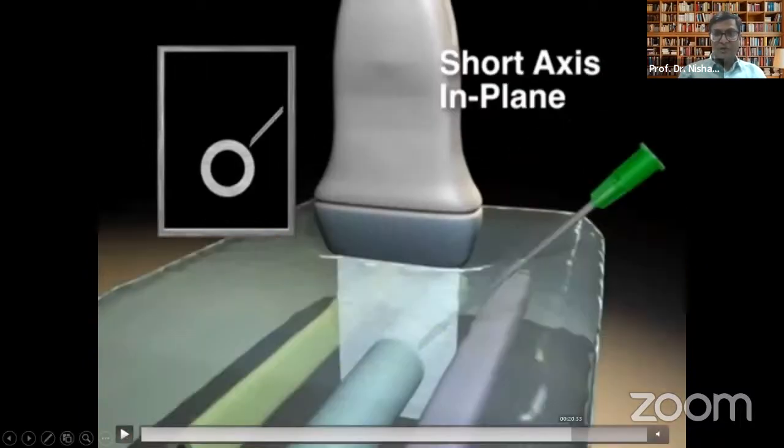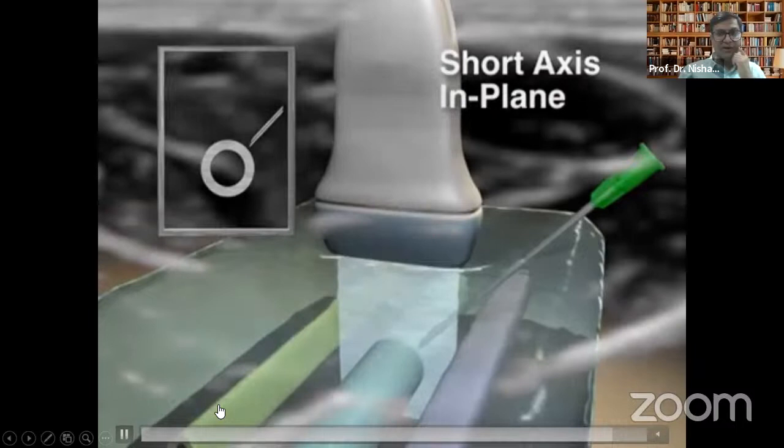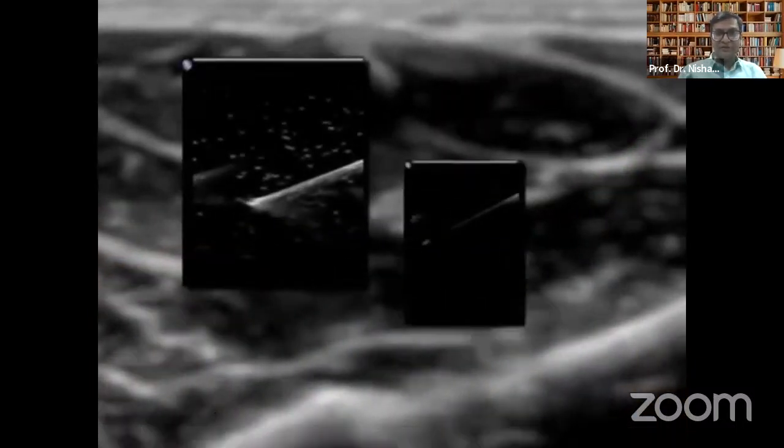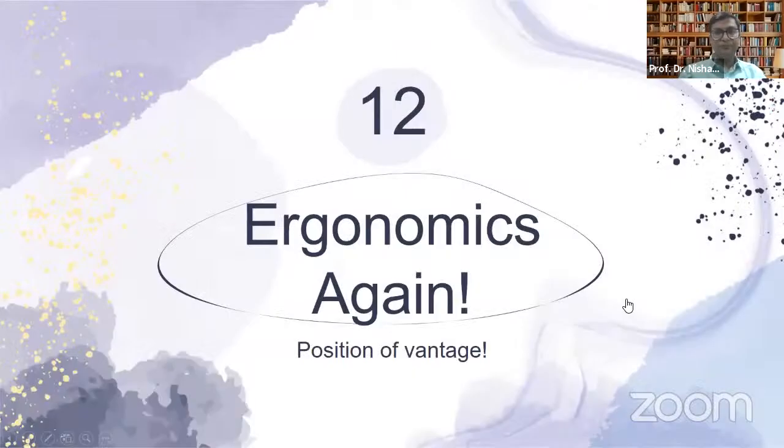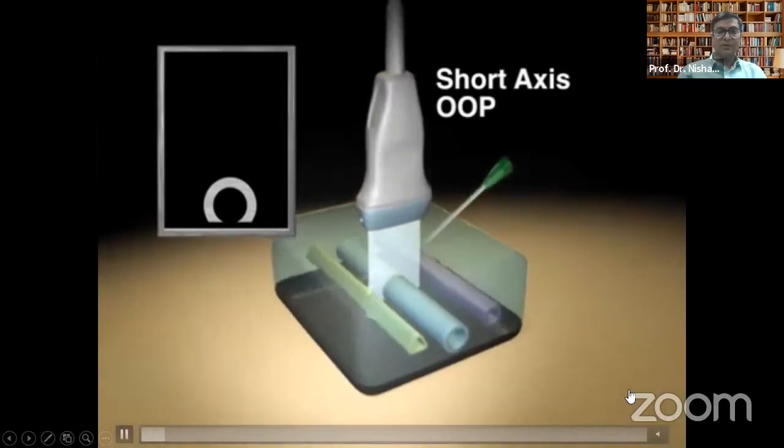Okay, so we have already seen this. I'll just forward it. Now, this is the real time that you see. Okay, this is how your needle appears in long axis. Okay.